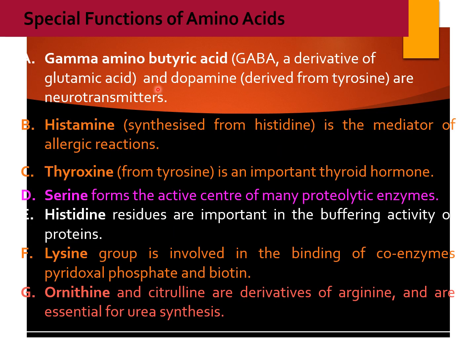Now, here I have summarized the special functions of amino acids. Gamma aminobutyric acid is a derivative of glutamic acid, and dopamine is derived from tyrosine; both are neurotransmitters. Histamine synthesized from histidine is a mediator of allergic responses and reactions. Thyroxine is an important thyroid hormone derived from tyrosine. Serine forms the active center of many proteolytic enzymes. Histidine residues are important in the buffering activity of proteins. The lysine group is involved in binding of the coenzymes pyridoxal phosphate and biotin.